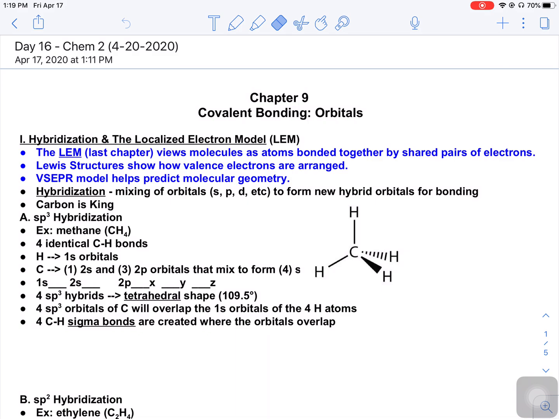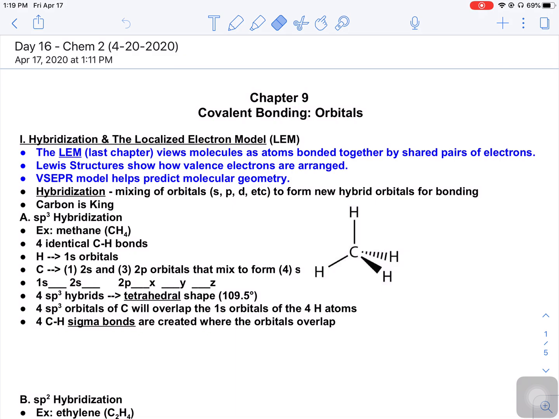And hybridization is this idea that s orbitals and p orbitals and sometimes d orbitals combine to make these new hybrid orbitals. So they're not s's and they're not p's, but they're sp hybrids. And it's going to be a little confusing at first. I'm going to try to explain things the best I can. You guys are going to want to watch some of the videos that I tag along with this.